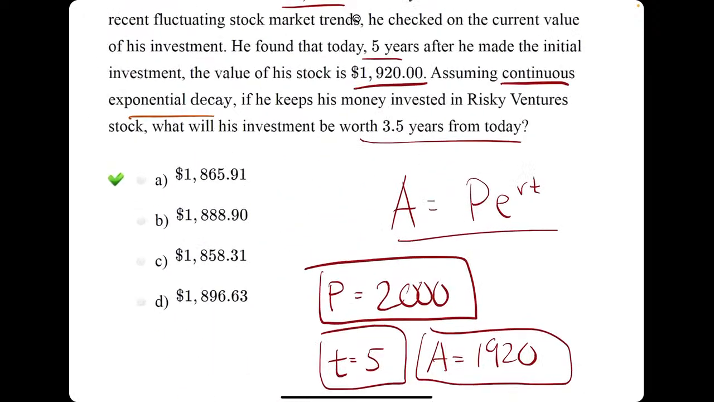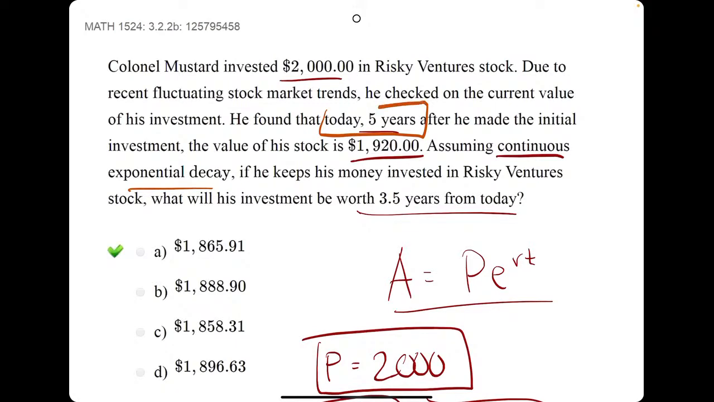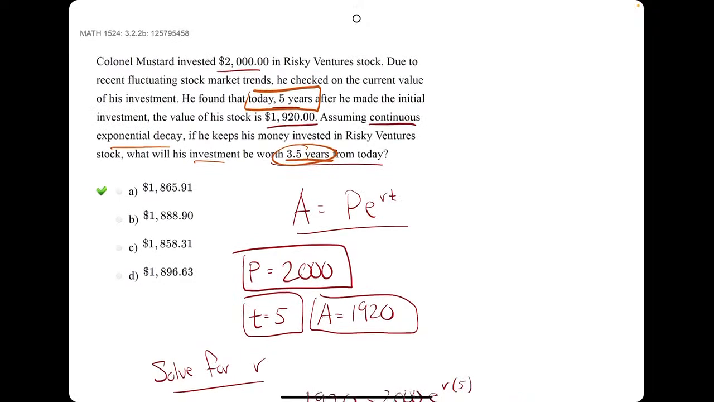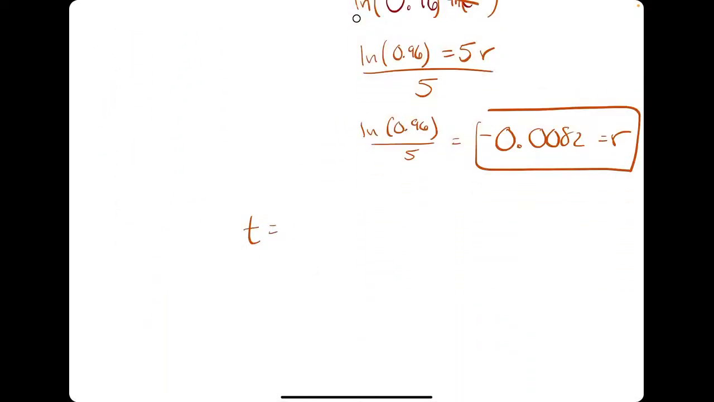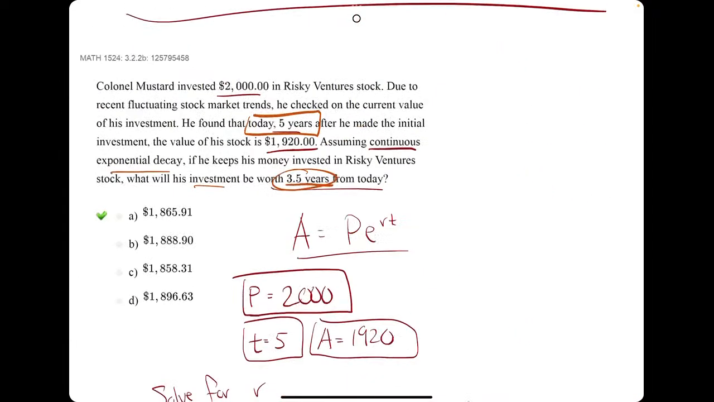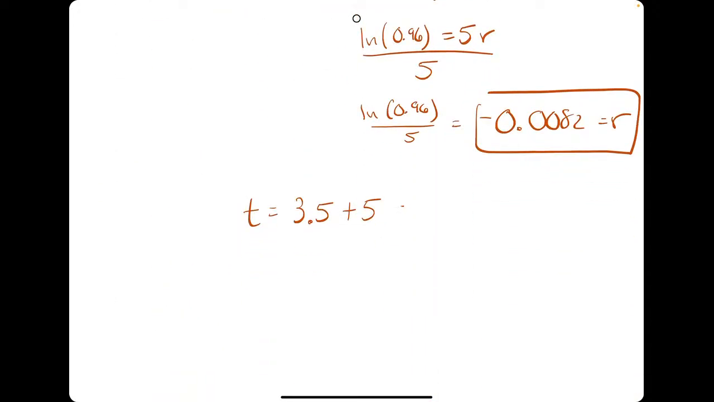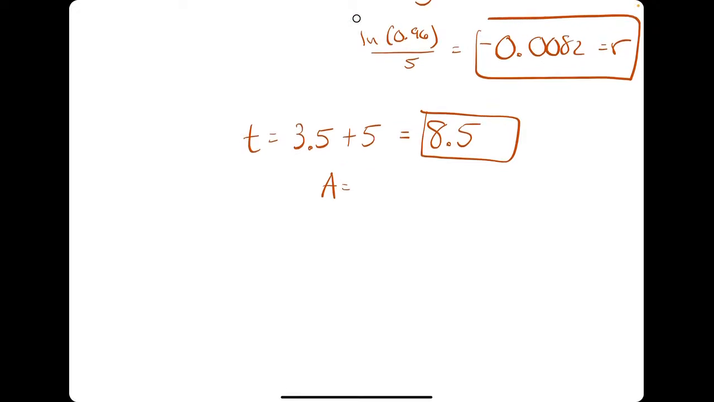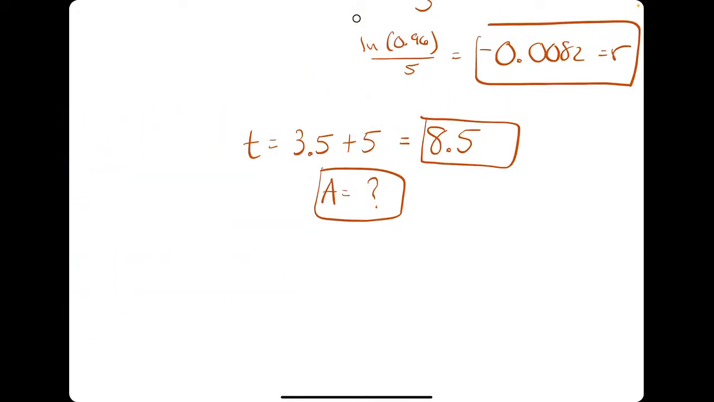So then they ask, if they say that today is 5 years after the initial, what would the investment be worth 3.5 years from today? Well, if today is 5 years since the initial, and then they ask about 3.5 years from today, then the t value they're concerned with is not 3.5, but 3.5 plus the 5 years that have already gone by. In other words, they're asking about what the amount of the investment would be worth 8.5 years since the initial.